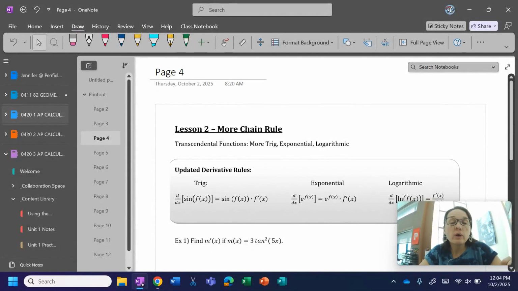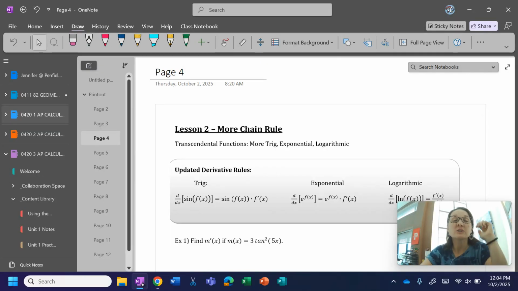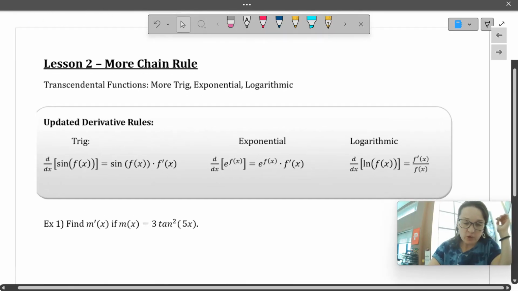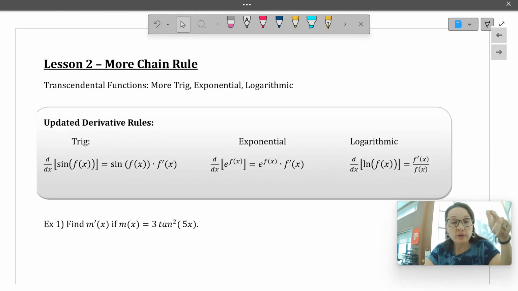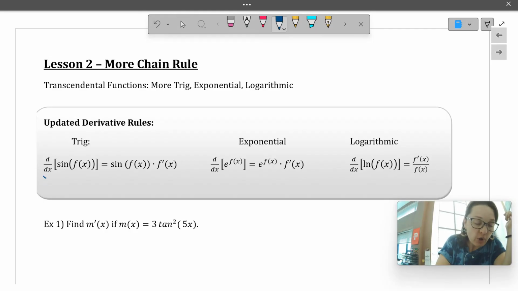Hello. We are going to do some more chain rule today, but with transcendental functions and enhance some of the rules that we already have about derivatives. We are going to start with the derivative rules for trig, and then exponential and logarithmic. Now, we've already talked about trig, and we did that in the first lesson.